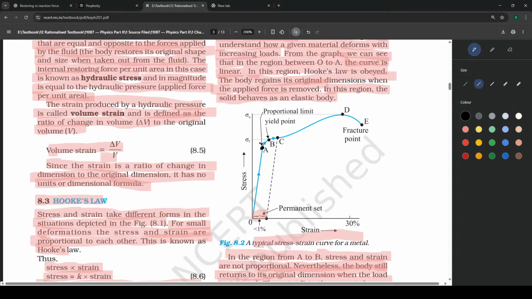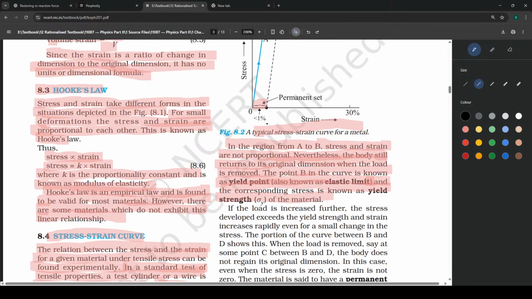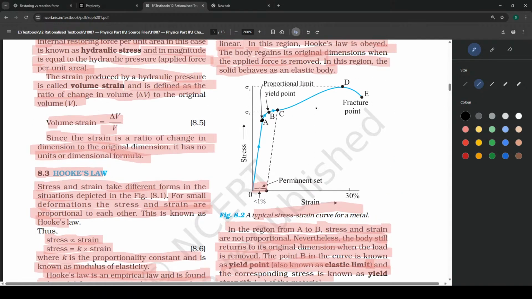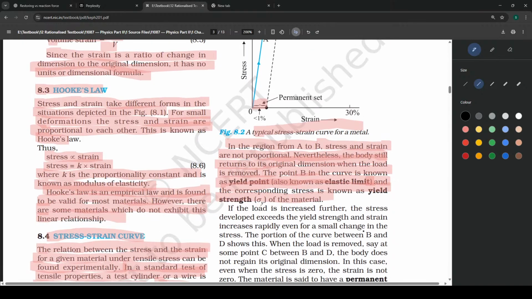This stress that is marked here, sigma y at point B, this is the stress at point B. This stress is called the yield stress, yield strength, or the point B is known as the elastic limit or yield point.